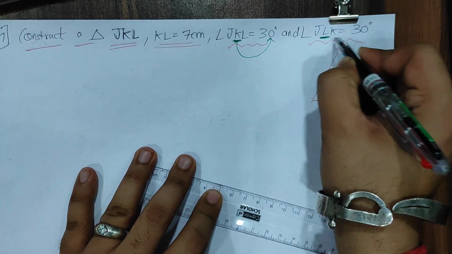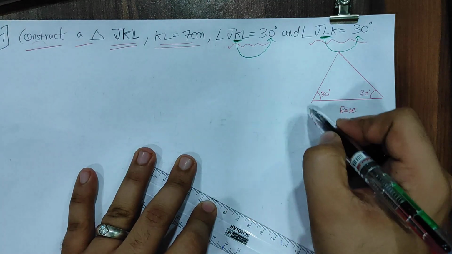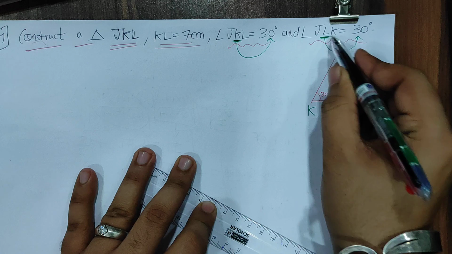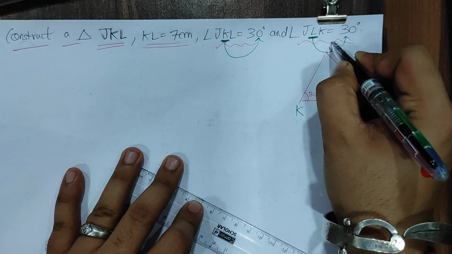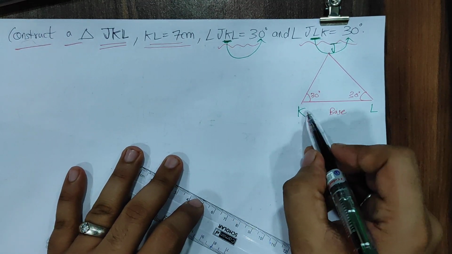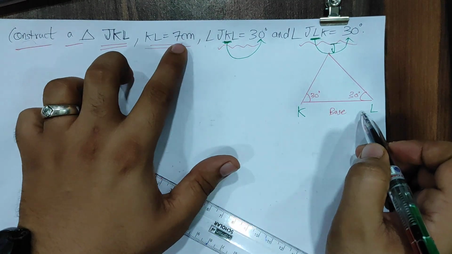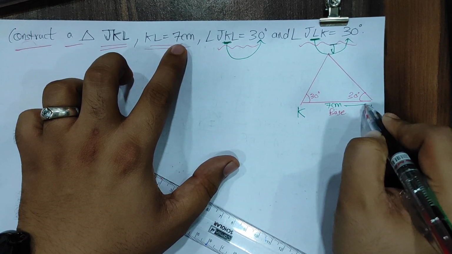Here the center alphabet is L. So L is 30 degree, please. Okay, so this is K. So I'll mark this as K. This is L. So I'll mark this as L. K, L, and the remaining is J. So I'll say that this is my J. Understanding? Okay. Now KL is the base. Is it given to us? Yes, it's 7 centimeter. So this is 7 centimeter.